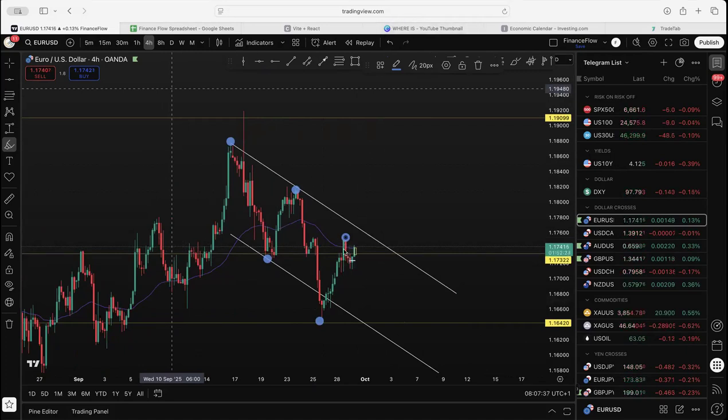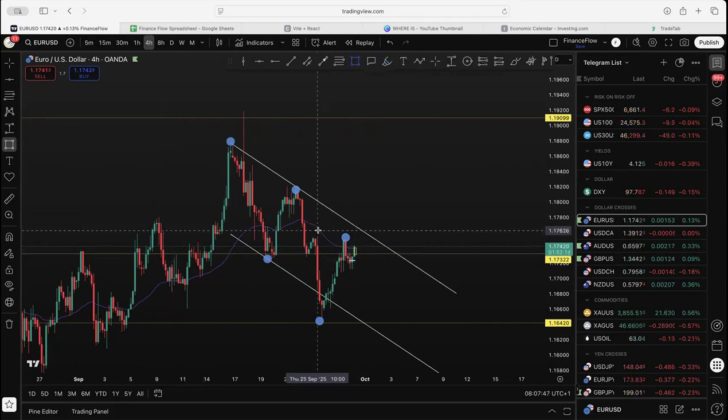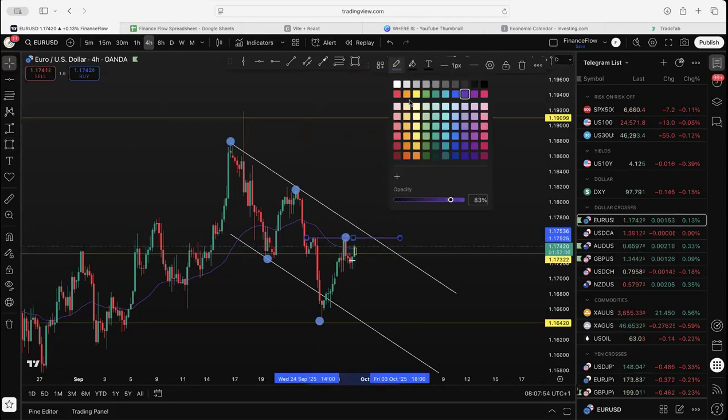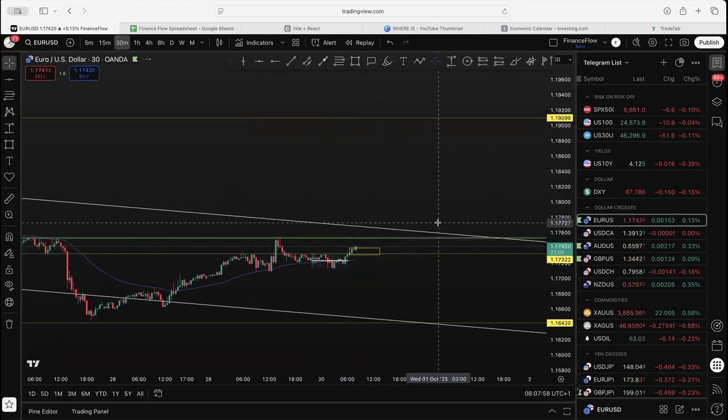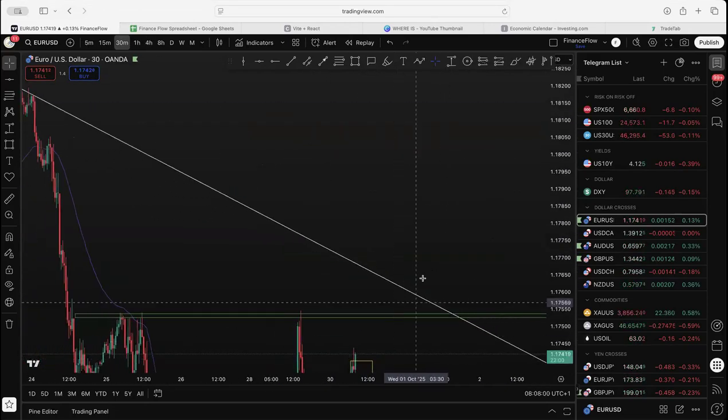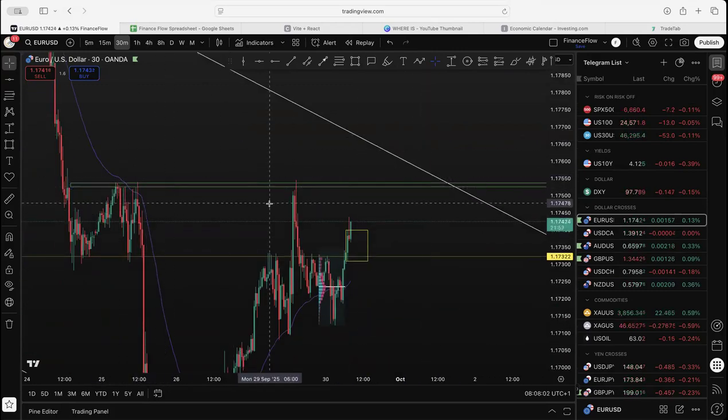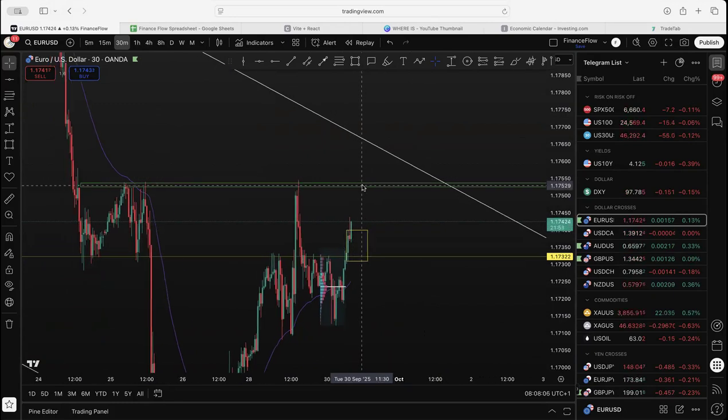So is this really the top, or are we going to have something like this where we come up and test it twice before we have this pullback here? I think if we do push up nicely, we're going to want to target this area here. So if I put this area here, let's make that a different color. Let's make it green. So let's just have a look at this on a slightly lower time frame here. As you can see here, equal highs. I'd be looking at what's gonna happen here.